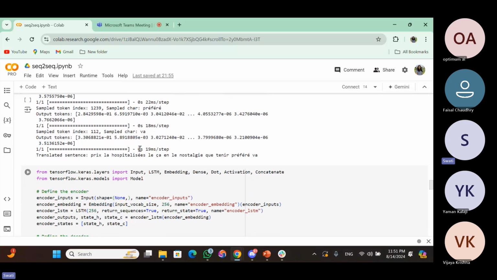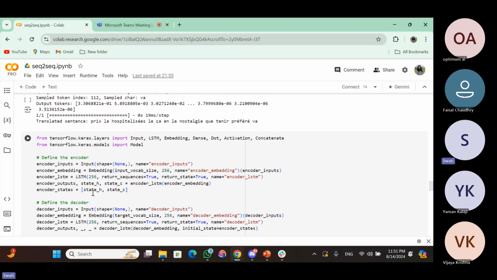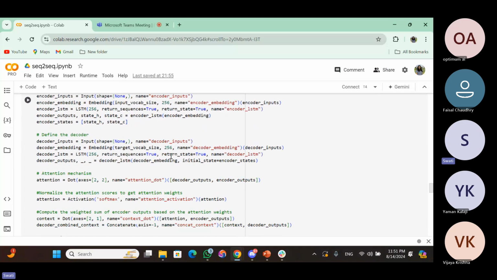So yes, this is sequence to sequence modeling. Now we add the attention mechanism in this one. Again, we define the encoder in the same way we have done earlier. Then we define the decoder in the same way as well. Then we define an extra part, which is the attention mechanism.